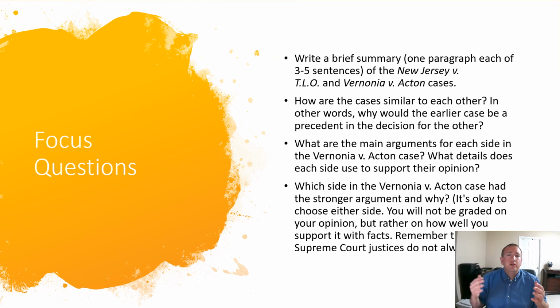So again, you're going to write 2 paragraphs summarizing each case, New Jersey versus TLO and Vernonia versus Acton. Then you're going to relate the two to each other. How are they similar? Why is one a precedent for the other? And then in the last 2 questions, we're going to talk about Vernonia versus Acton, which we'll cover in the next video.